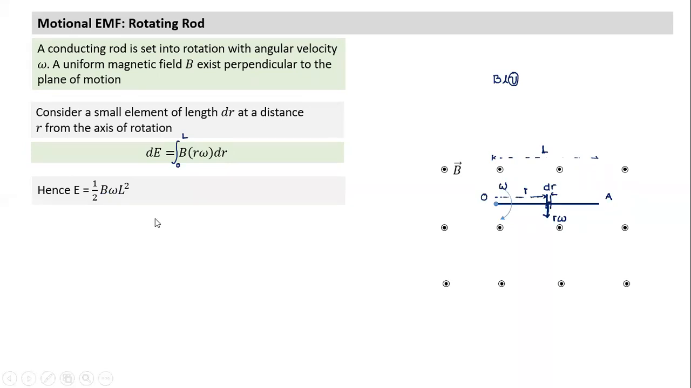We could have interpreted this in some other way also. What is the other way we can interpret? This is the rod here. What is the velocity of this end of the rod? This velocity is 0, and this end velocity is V. How much velocity? L omega. And velocity varies in a linear fashion from here.